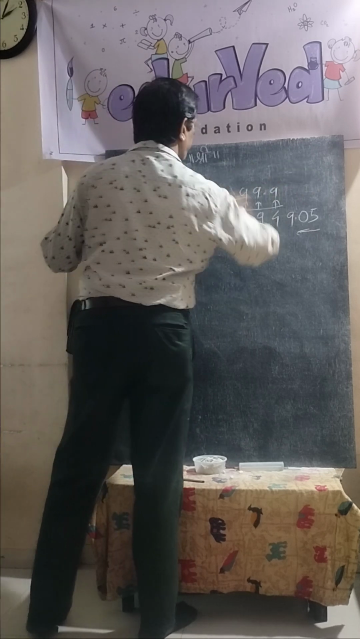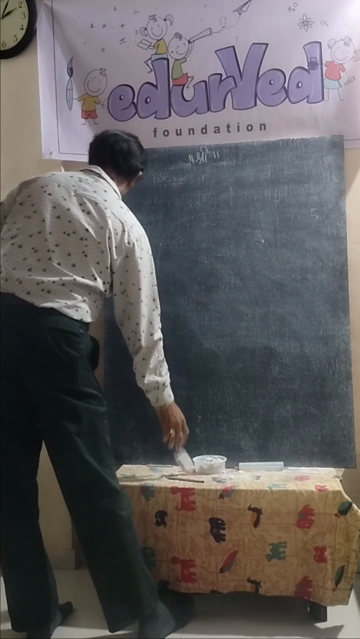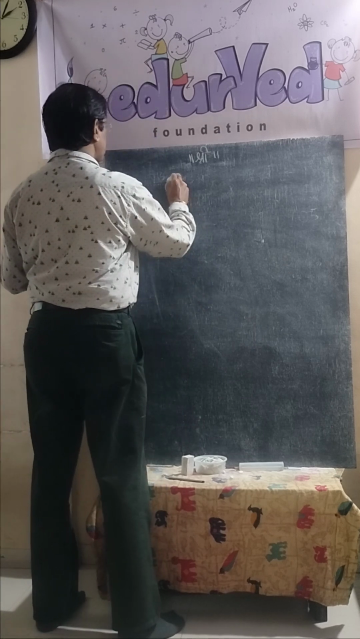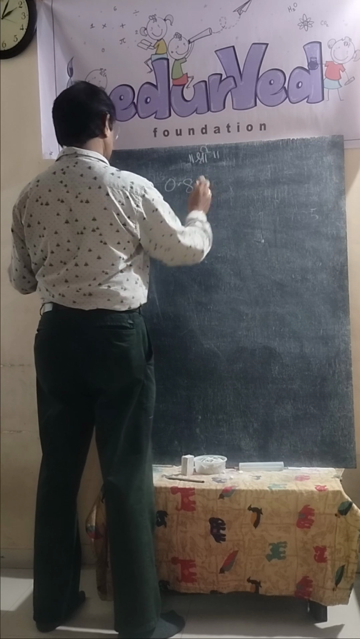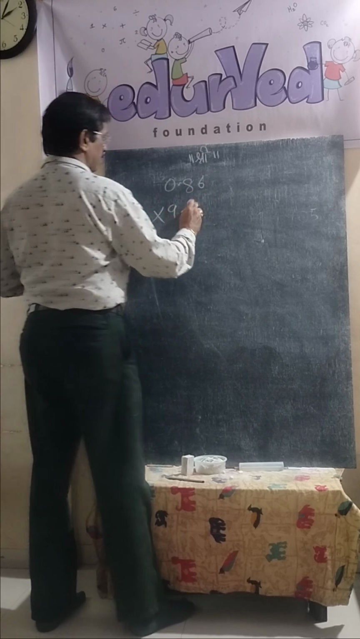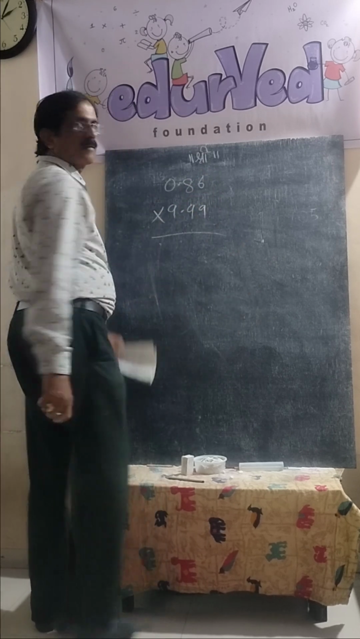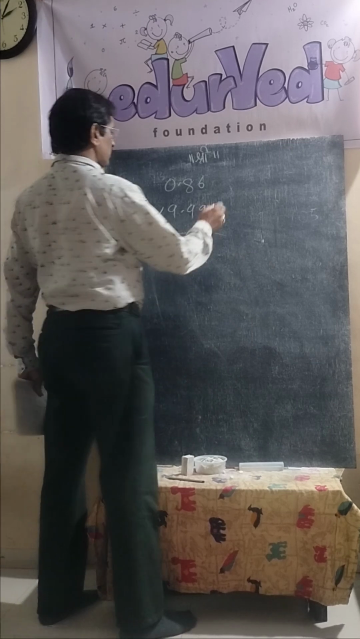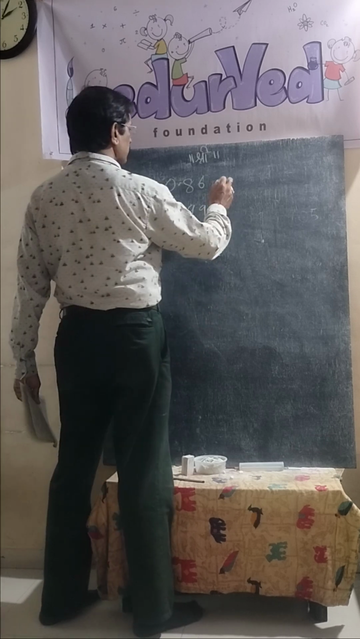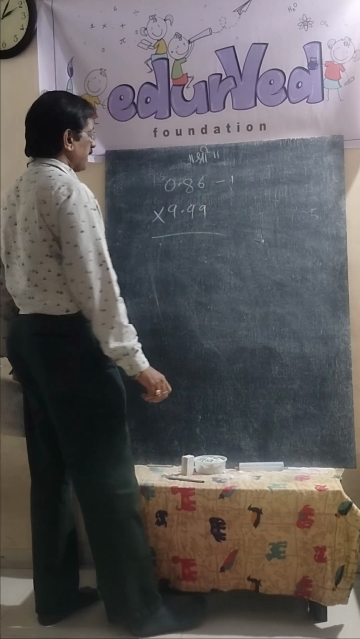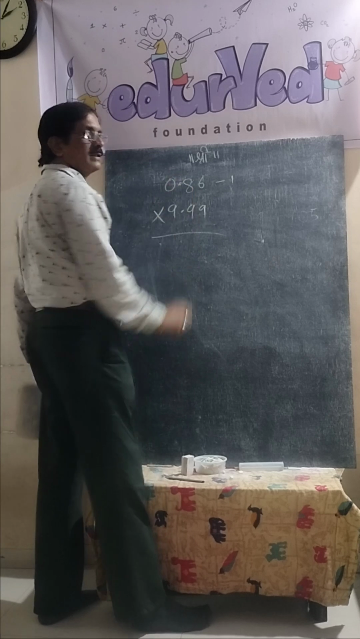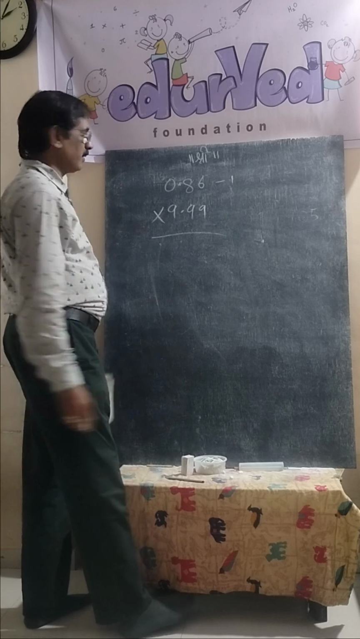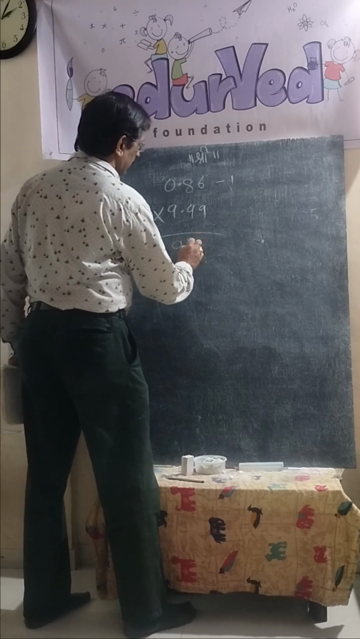Let's see one more. 0.86 into 9.9. This is a very simple one. What do you do? This is the same category as the previous one. Minus 1. Firstly, you have to forget this decimal sign. We will consider the decimal sign afterwards. So 0.86 minus 1 will be 0.85.